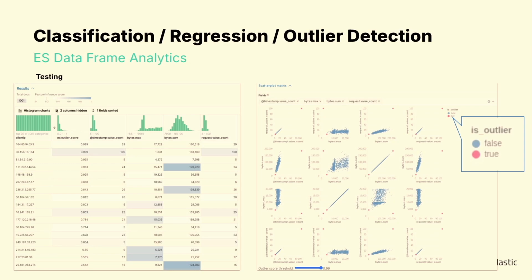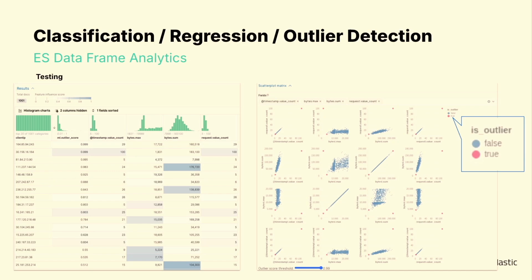Another screenshot of feature influence. So on the table you see kind of a heat map of the fields here. This is an outlier analysis, and you see the influence of a field on the outlier score. On the right-hand side, you see a visualization that takes the data and applies the training output and tells you if something is recognized as an outlier or not. So that's the evaluation part.